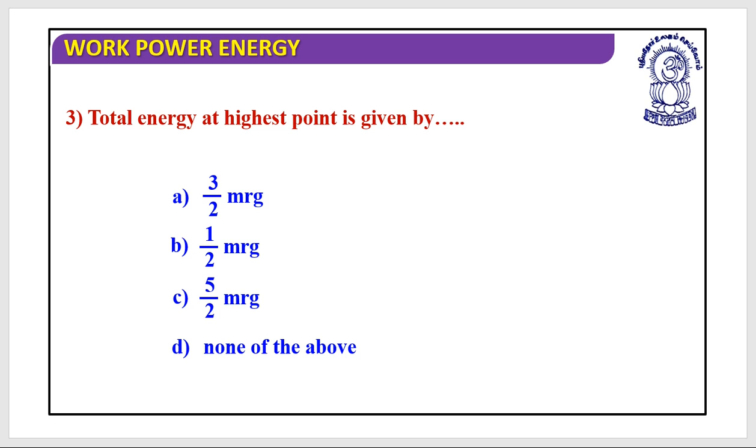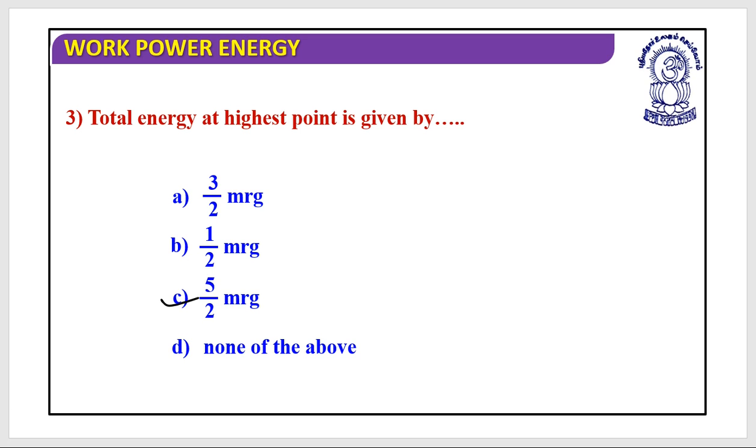Great. It says total energy at the highest point is always 5 by 2 mgr. Yes, total energy at the highest point is 5 by 2 mgr. We have derived it. It's basically the addition of potential energy plus kinetic energy. Does it clear?